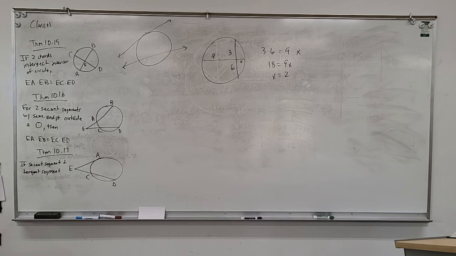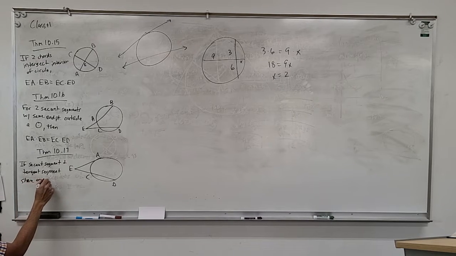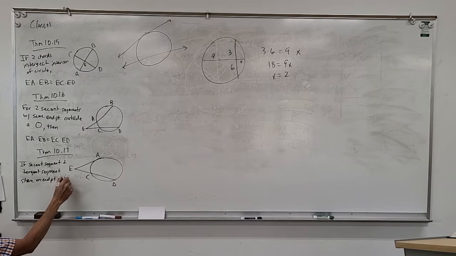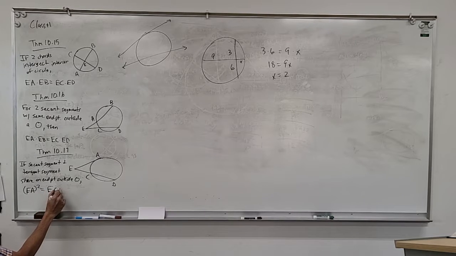If a secant segment and a tangent segment share an endpoint outside the circle, then we can say EA squared equals EC times ED.